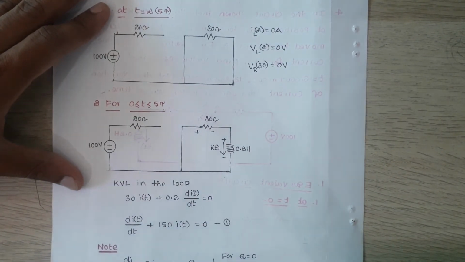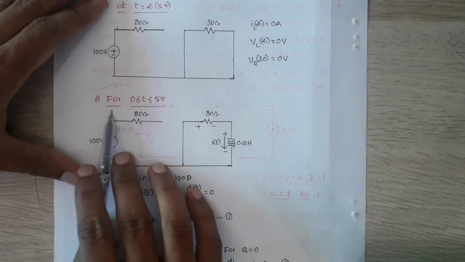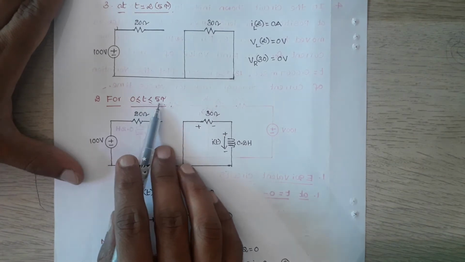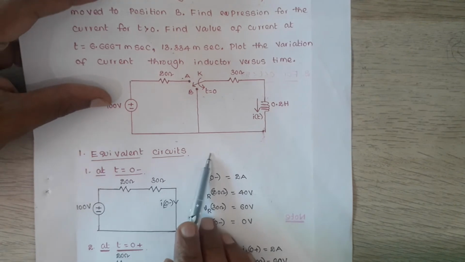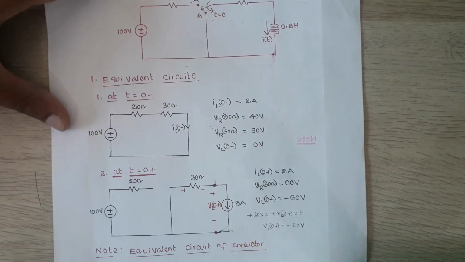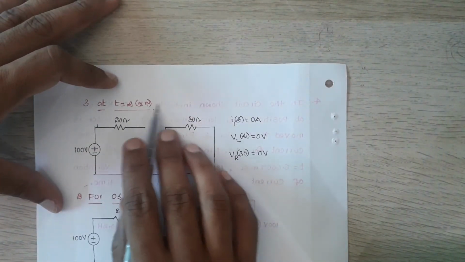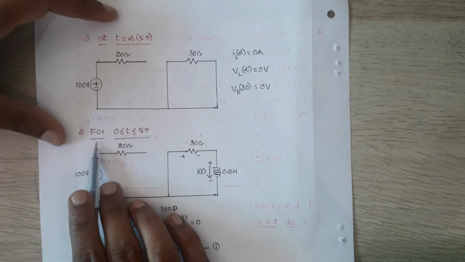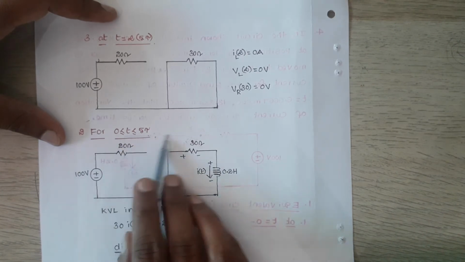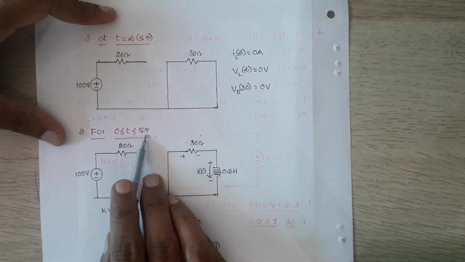Now we want the mathematical expression for the current, when t is between 0 and 5 time constants, for 0 less than t less than or equal to 5 time constants. So the first step is the equivalent circuit: at t equal to 0 minus, at t equal to 0 plus, and the third one at t equal to infinity, or otherwise 5 time constants. The second point is when t is between 0 and 5 time constants.